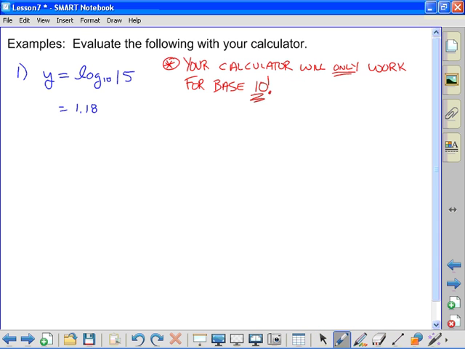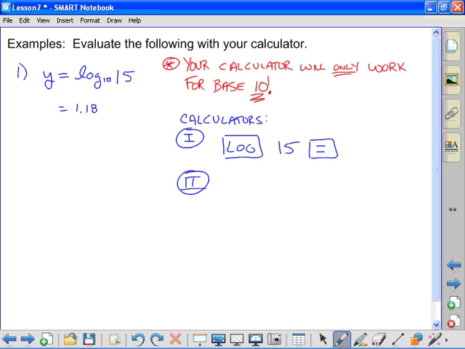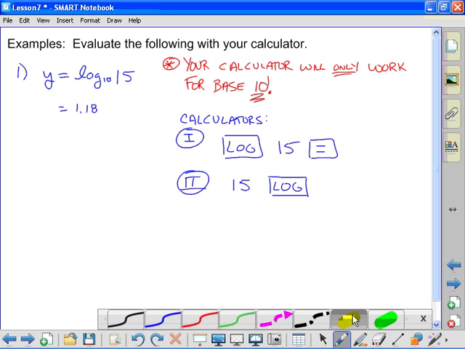So 1.18. So there's two types of calculators. So type 1, you would hit your log button, and then you would hit 15, and you would hit equals. Some people that have the older style calculator like mine, you'd have to put the 15 in first, and then hit the log button. And you don't even have to hit equals then. Okay? So please make sure you know which type of calculator you have, whether it's a type 1 or a type 2 calculator.